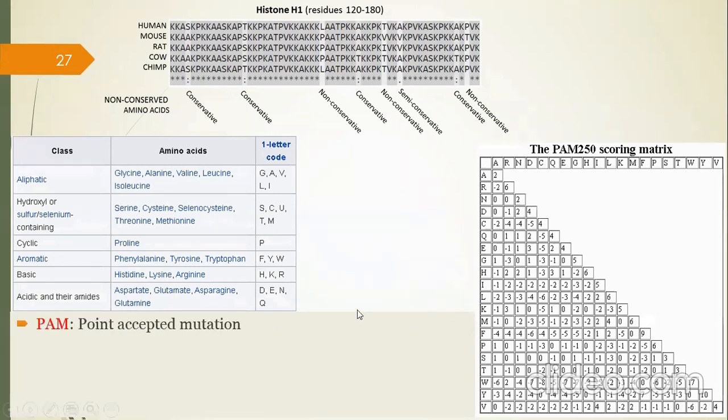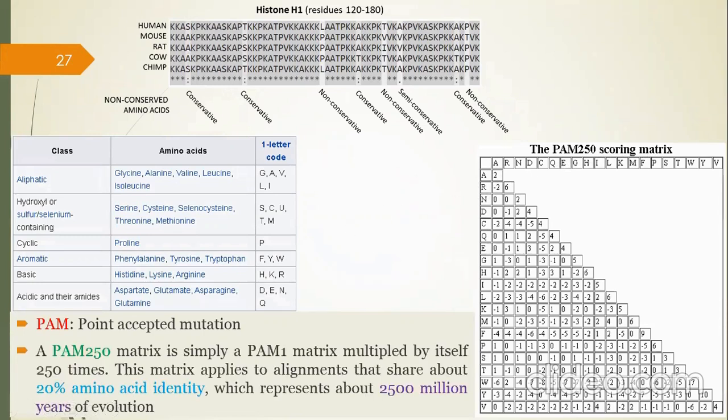So moving further, PAM is the point accepted mutation. PAM and the PAM 250 scoring system is a scoring system, and we will be discussing that in detail later on. PAM 250 is a matrix, simply a PAM 1 matrix multiplied by itself 250 times. So this matrix applies to alignments that share about 20% amino acid identities, which represent about 2,500 million years of evolution.